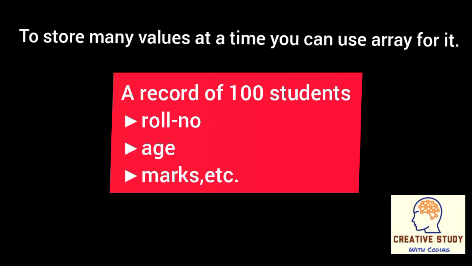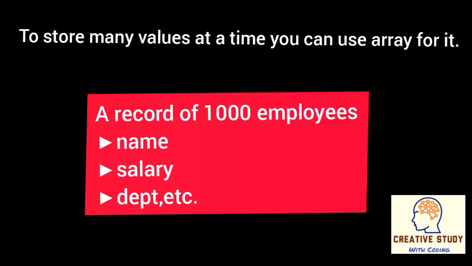If you want to store many values at a time, you can use array for it. For example, if you want to store a record of 100 students, you need to store roll number of 100 students. You need to store age of 100 students and you need to store marks of 100 students, etc. Similarly, you can store record of 1000 employees and you need to store name of 1000 employees. You need to store salary of 1000 employees and you need to store department of 1000 employees as well.